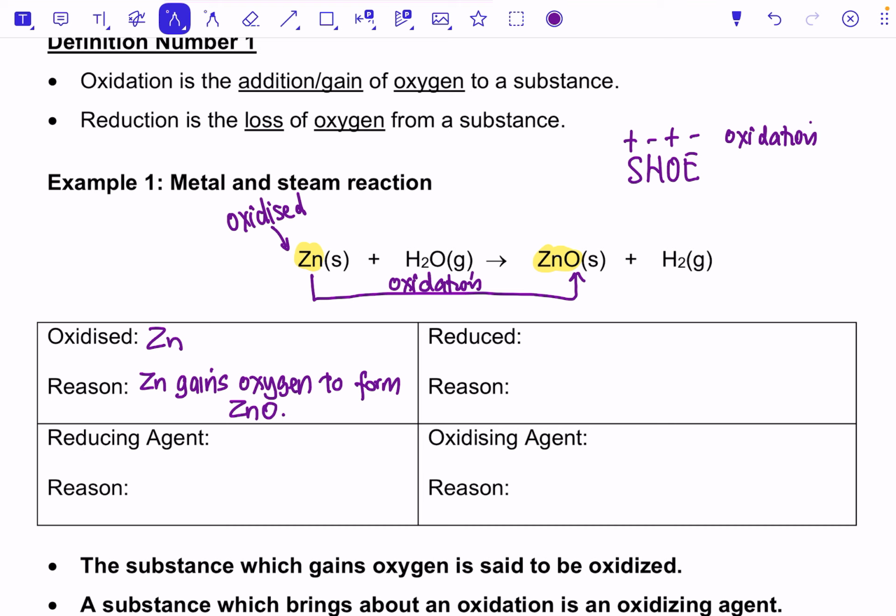But the word oxygen here, I prefer you to spell out instead of writing O2, because you realize here, the number of oxygen that is gained is only 1. So if you write O2, it's a bit strange. So I prefer to eliminate this problem. Do I write O, do I write O2 or what? You just spell out the word oxygen. But these two formulas, Zn and ZnO, you can copy from the equation.